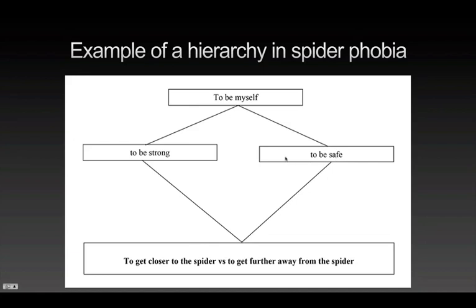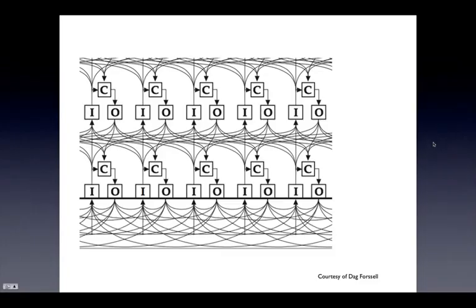So this is the way that a hierarchy is formed in PCT, with the idea that those goals themselves at the mid-level are set by an even higher level. For example, to be myself, to be a well-rounded person. And so this is how we understand a spider phobia using PCT.